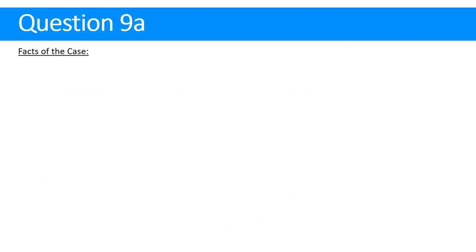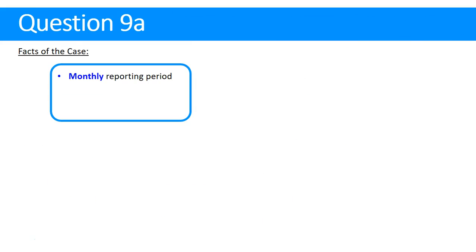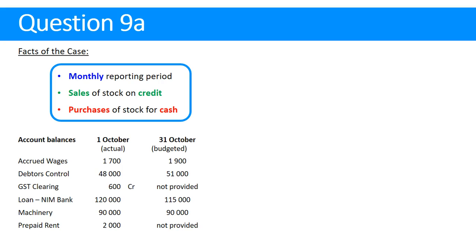The facts of the case are really important here. What we want to remember is, first of all, we've got a monthly reporting period. Secondly, sales of stock are on credit, so we don't want to look for any cash sales. And lastly, purchases of stock are for cash, so we won't have any creditors, and therefore we won't have any payments to creditors.